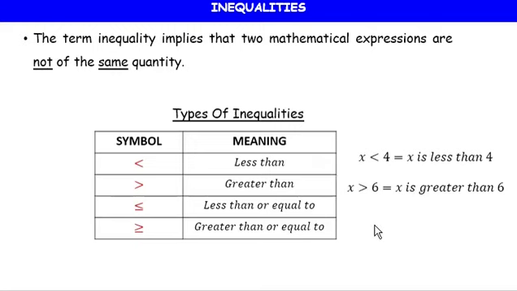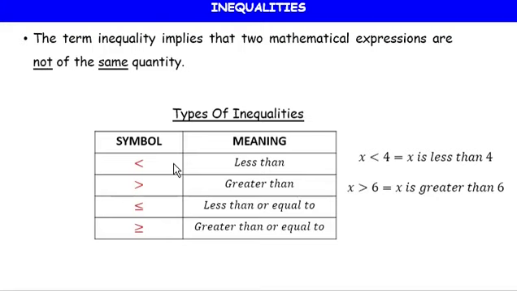Okay, so what is an inequality? An inequality, as the word suggests, means that the two expressions are not of the same quantity. Unlike equations, where the expression on the left hand side is the same as the expression on the right hand side, an inequality tells you that the expression on the left side is not the same as that on the right side. It is either greater than, or less than, or greater than or equal to, or less than or equal to. And that gives us the four main types of inequalities.